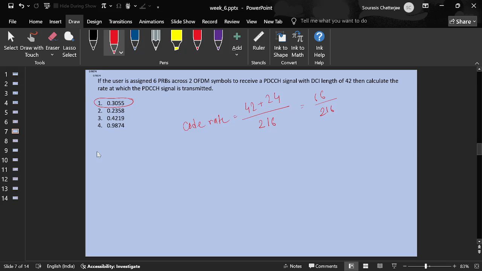So the next question is about the extension of the previous one. It basically asks what is the rate at which the PDCCH signal is transmitted from the previous case. We have already obtained the number of resource bits allocated, which we calculated as 216, and the number of message information bits, that is the DCI plus the 24-bit appended CRC, that is 66 over 216, and that turns out to be 0.3055.